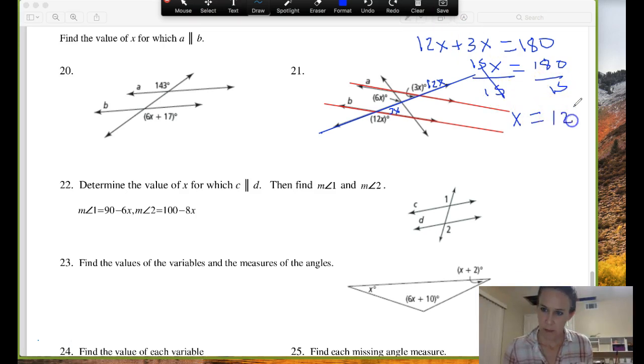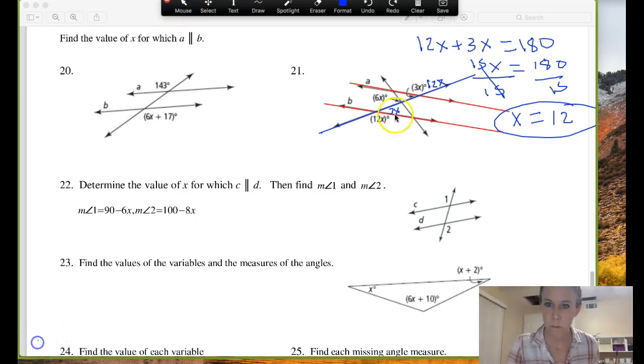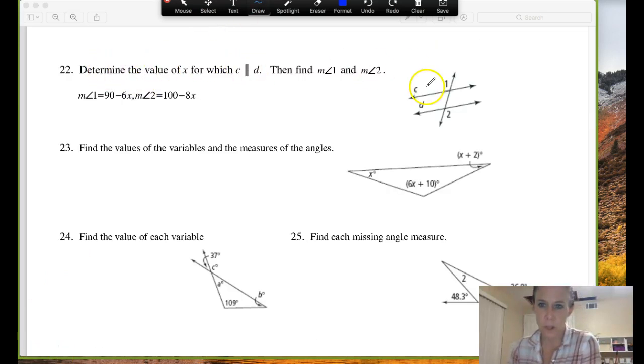12. X is 12. So if x were 12, this would work. This would be congruent to this, and these would add up to be 180. All right, and that's how you do that one. A little more thinking. These have to be 180 because that's a line, right? Okay, we're going to really make sure you know this concept.